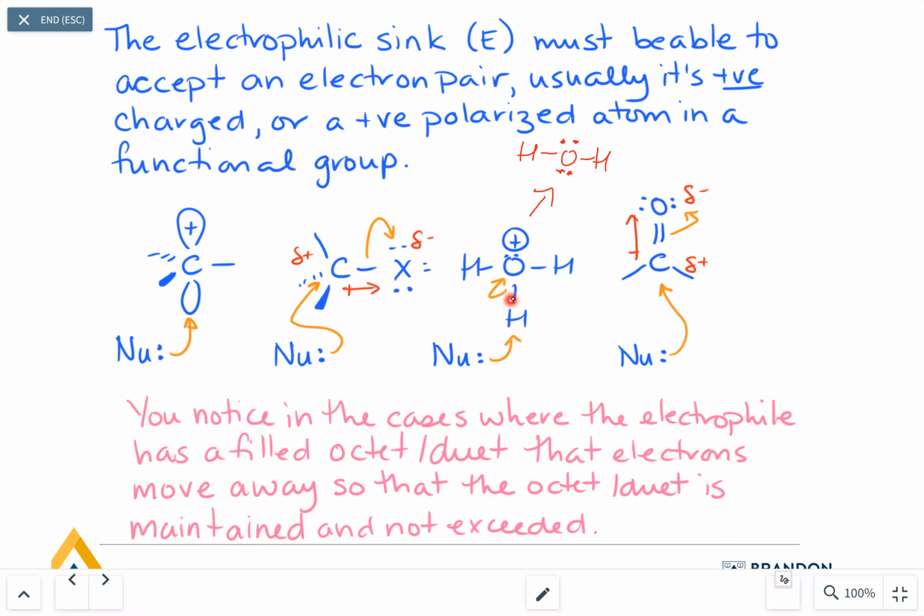So it grabs that proton, those electrons move there. And then this last example is with the carbonyl. So this carbon's got the delta plus. If the nucleophile attacks there, like the methyl lithium did previously, the pi electrons, because this carbon's already got 2, 4, 6, 8 electrons, are going to move on to the oxygen.